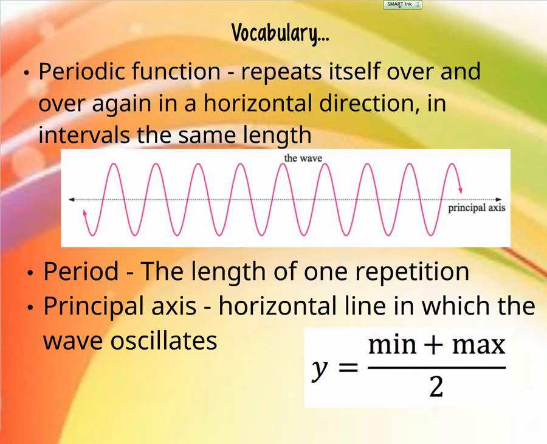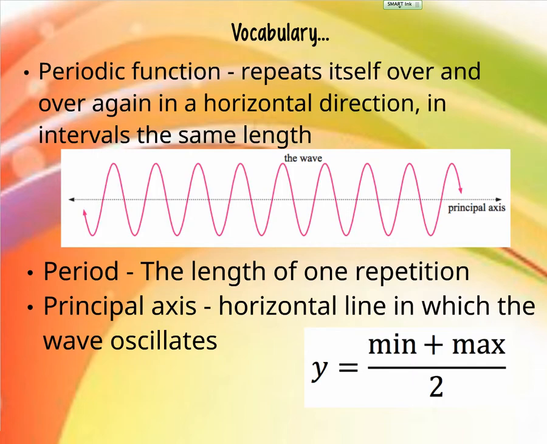But that principal axis is directly in the middle, exactly halfway in between, which is how we get this formula here for principal axis. So it's y equals a number, because those y equals a number lines are horizontal, and you take the minimum value and the maximum value and divide it by 2. So wherever the tip top part is and the very bottom part, the maximum and the minimum, you add it up and divide it by 2.